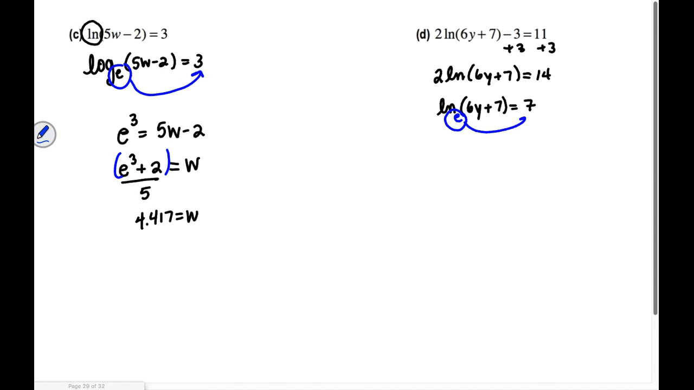So I do e to the 7 equals 6y plus 7. So I find that e to the 7. I subtract 7, and I divide by 6 to get my answer. Do you guys see my steps? So subtract the 7 over, divide by 6. So e to the 7 minus 7 divided by 6. 181 something. Did you guys get that? So 181.606.